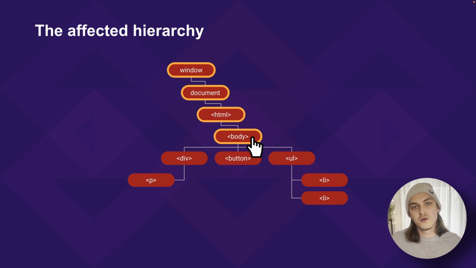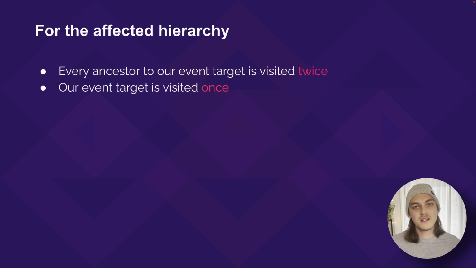What makes up the rules of which element is included in this affected hierarchy? Well, the element needs to be part of one of two criteria. The first one is it has to be an ancestor to the target. And if it is, it will be included by being visited twice by the event object, once on the way in and once on the way out. The other criteria is that if it's not an ancestor, it has to be the event target itself. Those are the types of elements that will be included in this path. And the crucial thing to know is that ancestors are visited twice, but the target is only visited once.